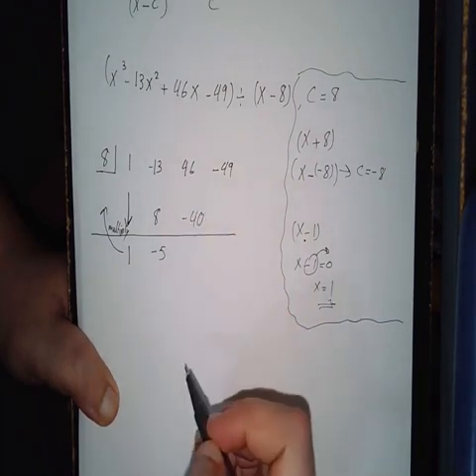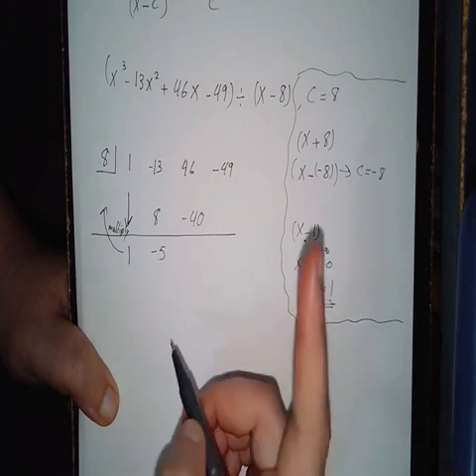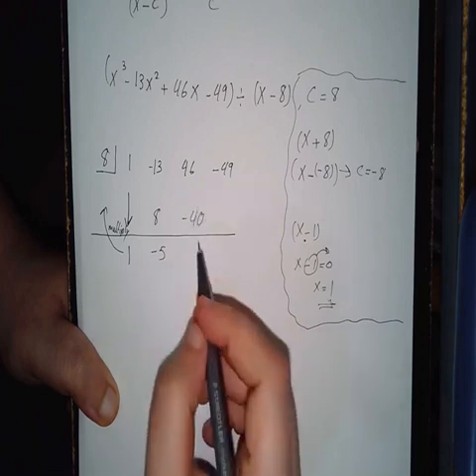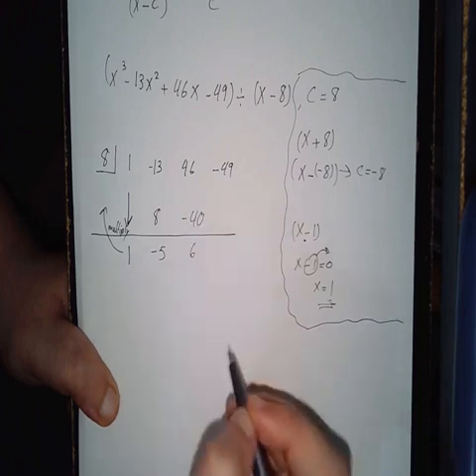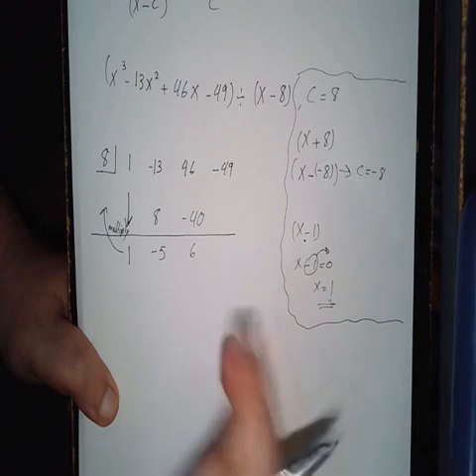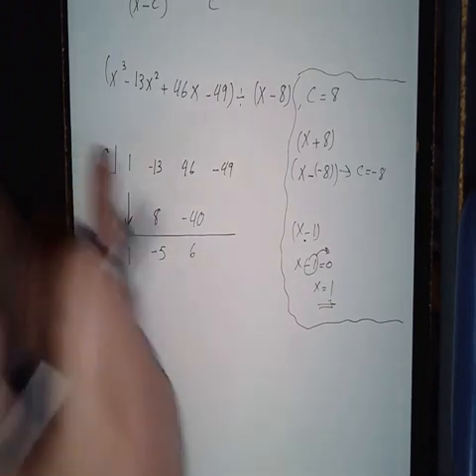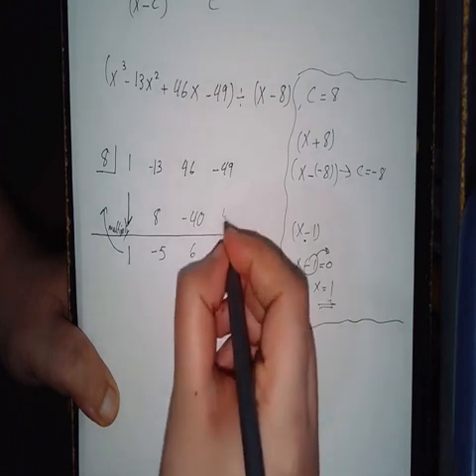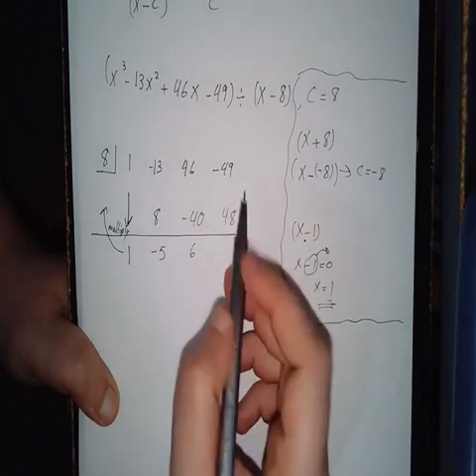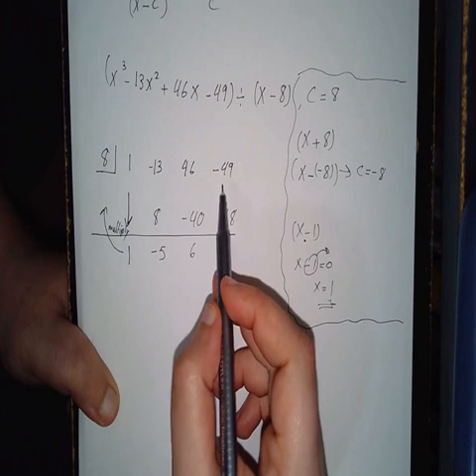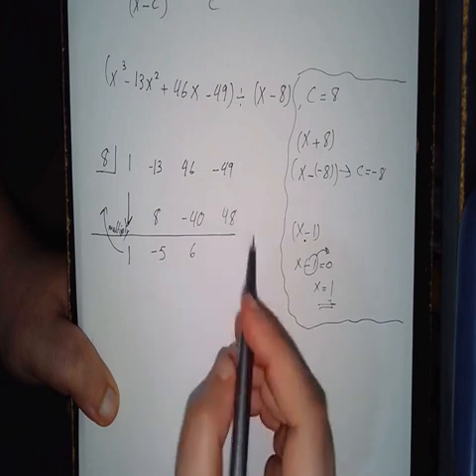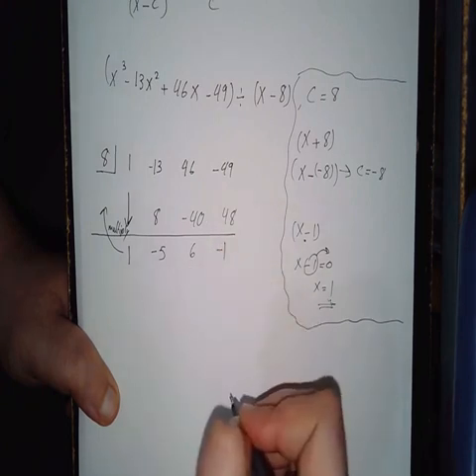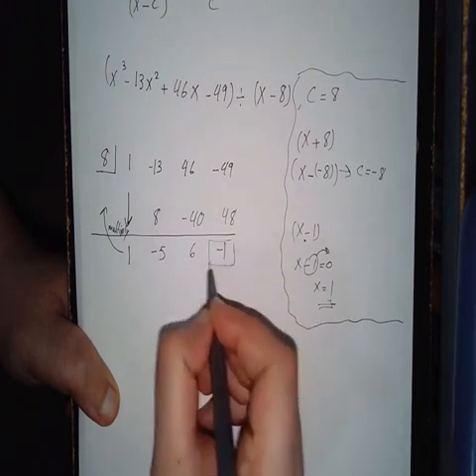I'm going to add these two. 46 positive minus 40, because we're adding them, so it's plus -40 basically, is going to be what? +6, right? Okay. Now you grab the 6, you multiply it times the 8 again. So 6 times 8 is what? 48. Now we have -49 plus 48, and the answer is going to be -1. This right here is your remainder.